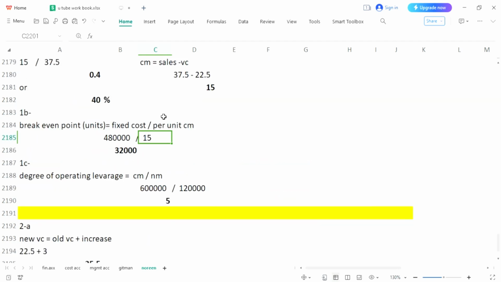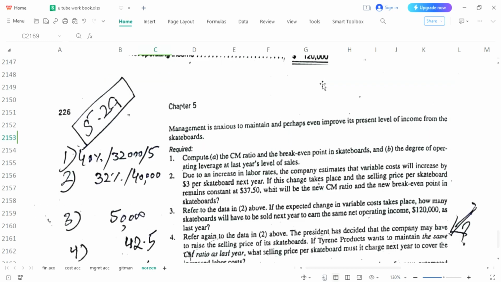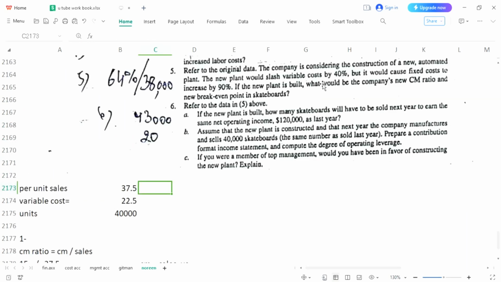Okay, let's go back. What in part 5 is asked, what would be the new company CM ratio, new break even point in skateboards. Okay, since sales has not been mentioned, that means sale would remain same, 37.5. Okay, now we are going to calculate, first requirement is CM ratio.